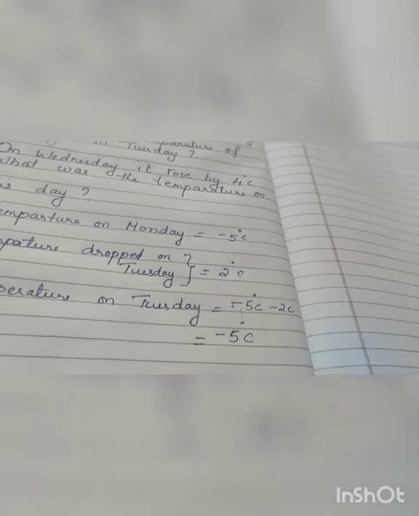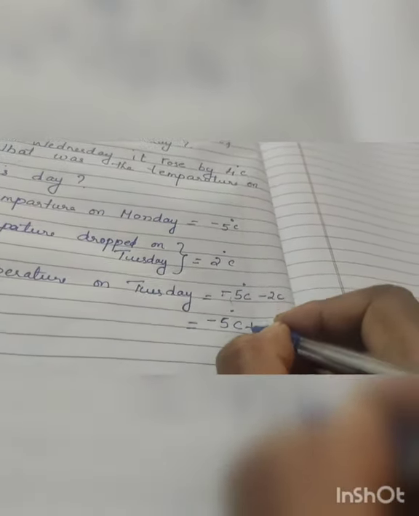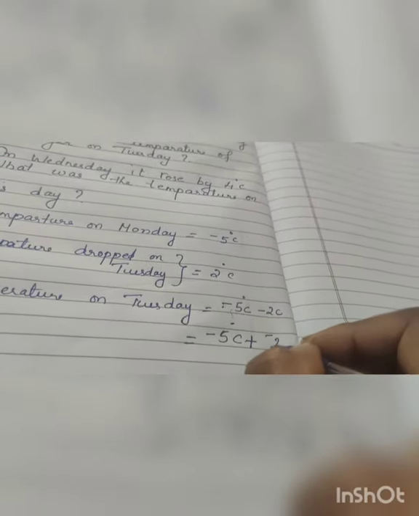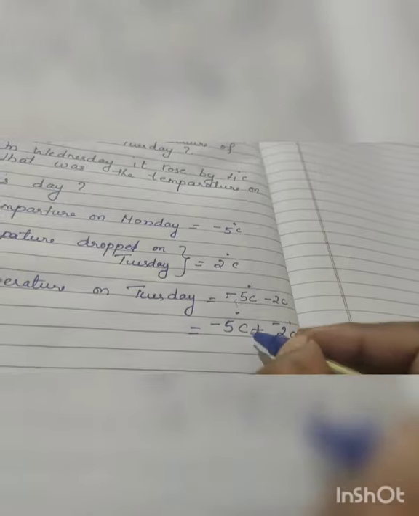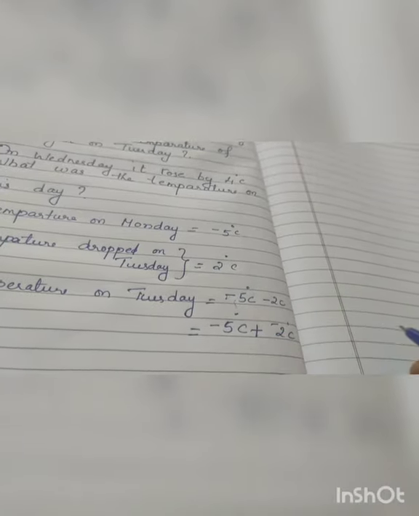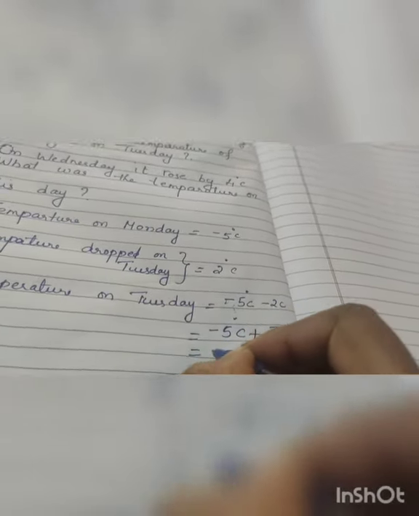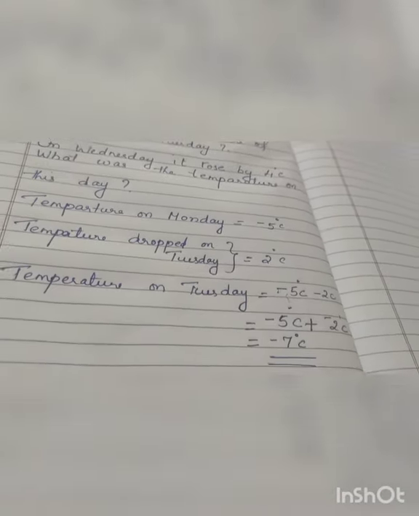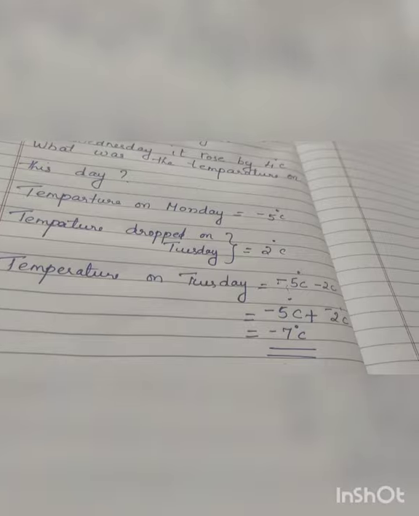So, negative 5 degrees Celsius plus the additive inverse of positive 2 degrees, which is negative 2 degrees Celsius. So, what is negative 5 degrees Celsius plus negative 2 degrees Celsius? Answer is negative 7 degrees Celsius. So, temperature on Tuesday is negative 7 degrees Celsius.